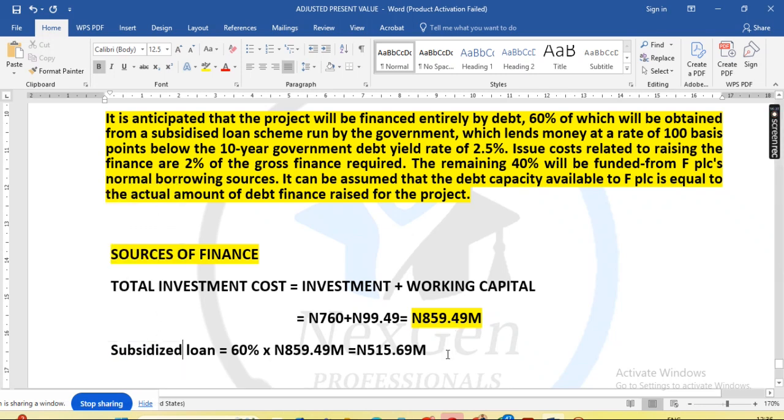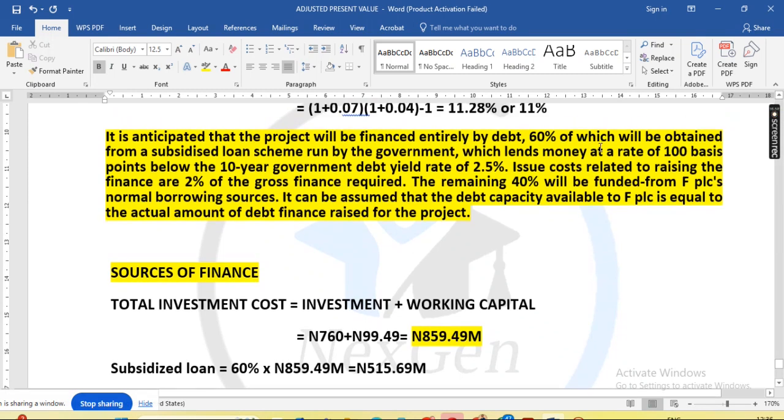Now, what will happen to the balance if this is for subsidized loan? Now, the question is, what will now be the rates? Just like the way we are doing it. Now, if 60% will be financed by subsidized loan, what is the rate for this subsidized loan? Now, look up. The rate is that 60% of which will be obtained from the subsidized loan scheme run by the government, which lend money at a basis point.